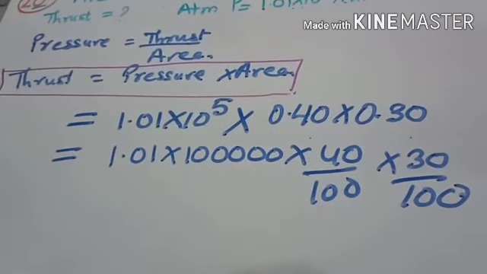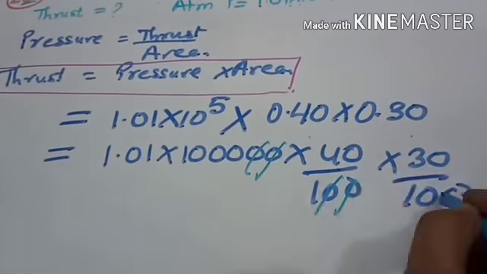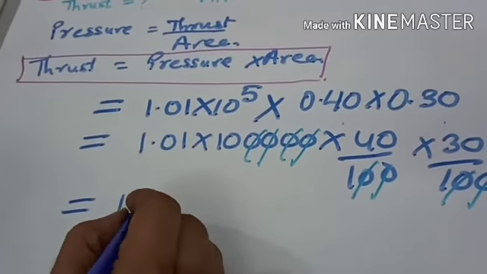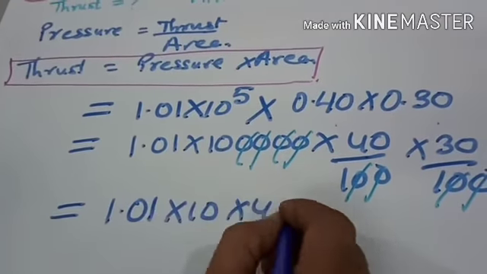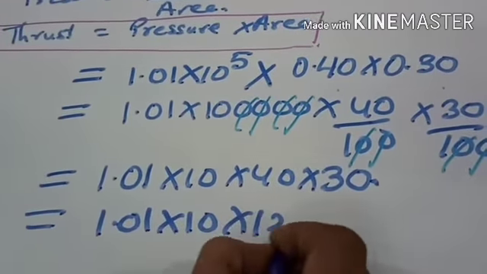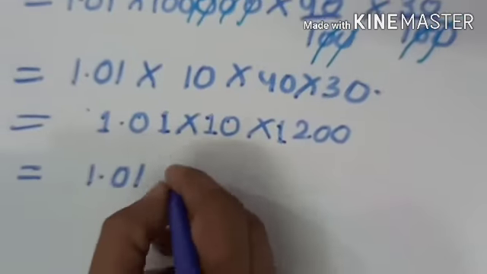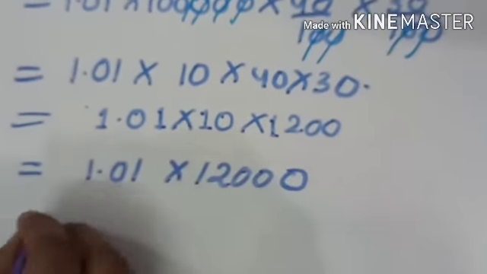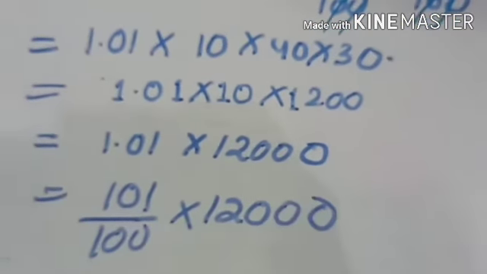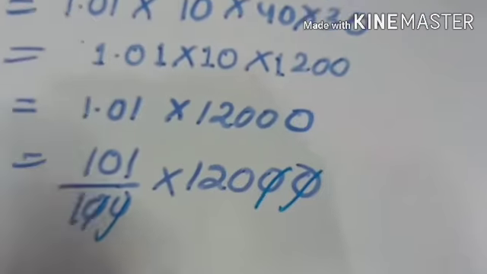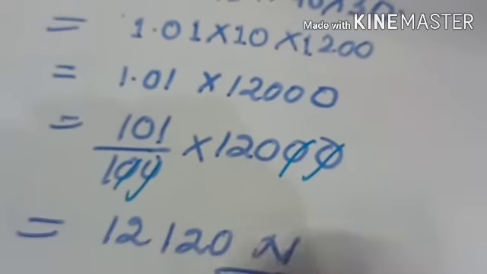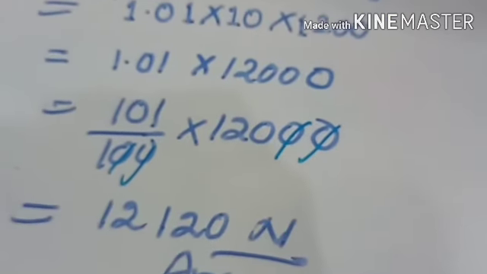Now I'll cancel the zeros. So these two zeros will be cancelled. These two zeros will be cancelled. So we are left with 1.01 into 10 into 40 into 30. So 1.01 into 10 into 1200. Now you will multiply and it will be 12,120. Your answer will come out to be 12,120 Newton. This is the answer of question number 20.